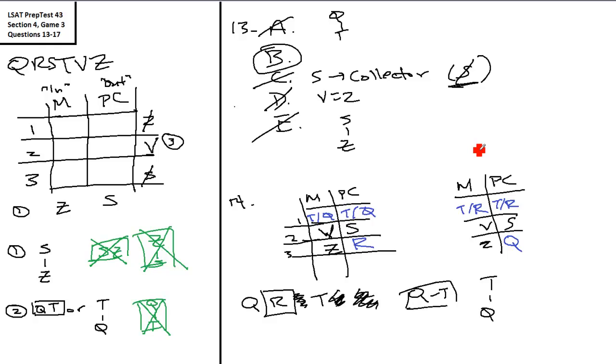And do either of these violate any of our rules? Well, S comes before Z. No. Q and T are together here. T comes before Q here, so that's fine. And V is in 2. Great. So now what's the question asking us?